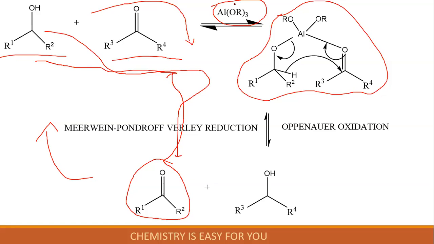And what happens in this six-membered kind of intermediate? This oxygen will get attached to the aluminum, and this bond shifts to this particular position to get a ketone, and this hydrogen shifts to the ketone group, and the double bond of the carbonyl carbon of the ketone will go back to the aluminum, and in that way we will be getting an alcohol on this side and a ketone on this side. So that is the Meerwein-Ponndorf-Verley reduction and Oppenauer oxidation. Hope this is very clear to you.